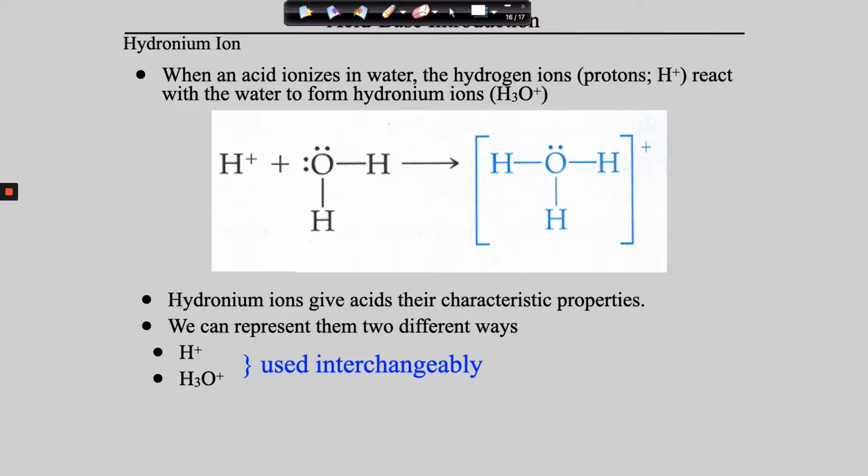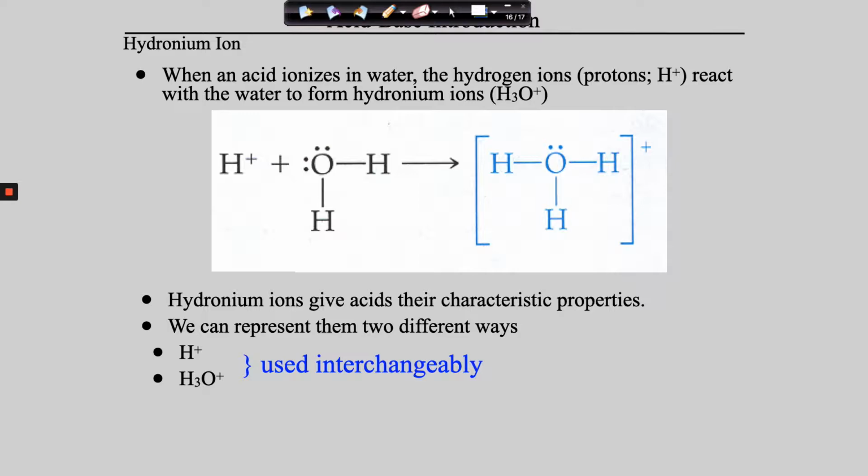So let's pause and make sure you're clear. What is it that allows us to do this interchangeably? Why is it that we can either say acids produce hydrogen ion, or we could say an acid produces hydronium ion, and either one is fine? Yeah. Because it's always in water.